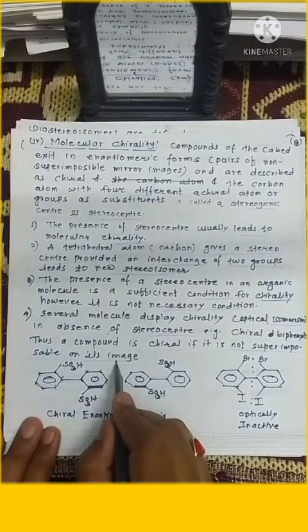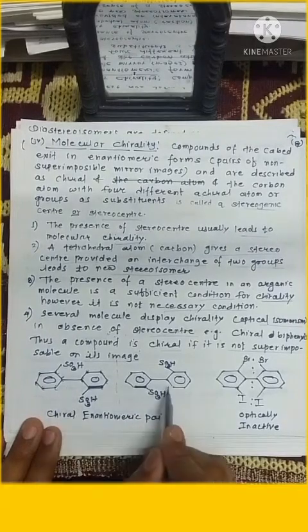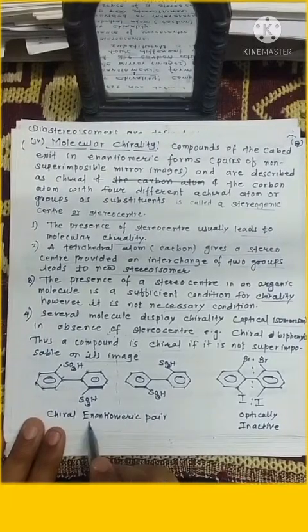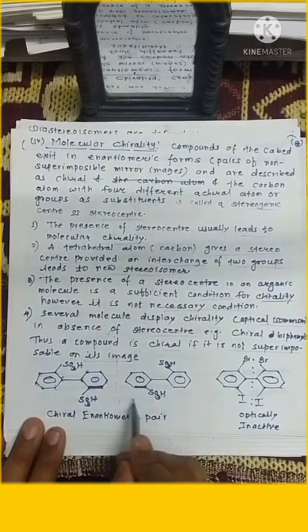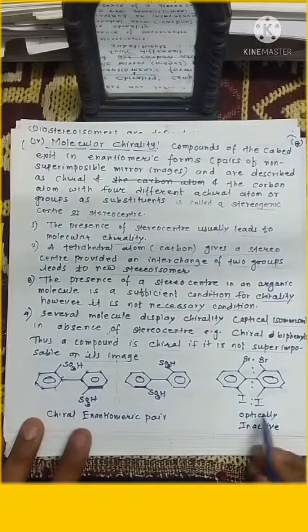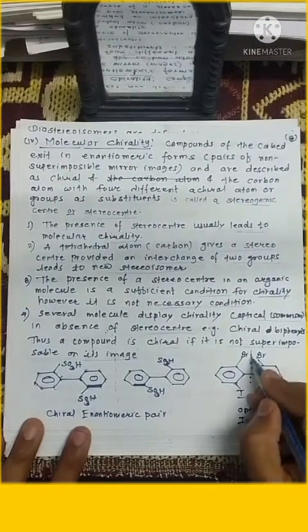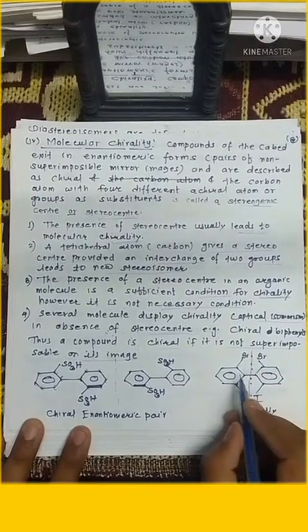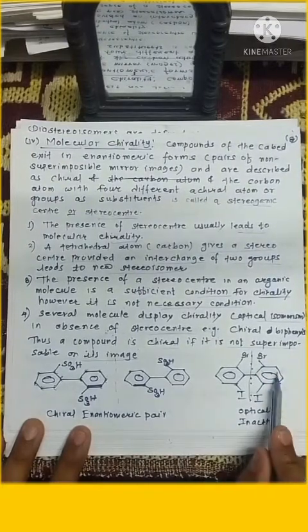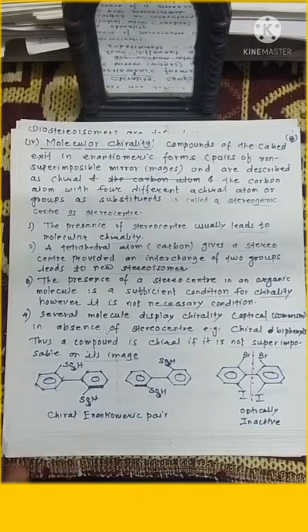Just see, if we draw a mirror here, we get its mirror image, and that's why these biphenyls are enantiomeric. This pair is an enantiomeric pair. Now just see this biphenyl. In this biphenyl there is a plane of symmetry. If we draw the plane of symmetry from here, the left half exactly matches the right half. That's why this compound is optically inactive.